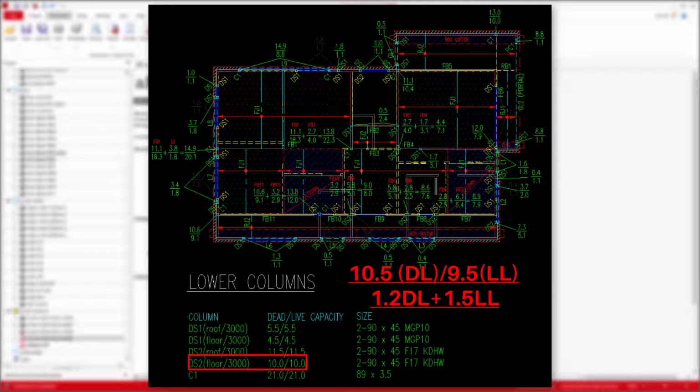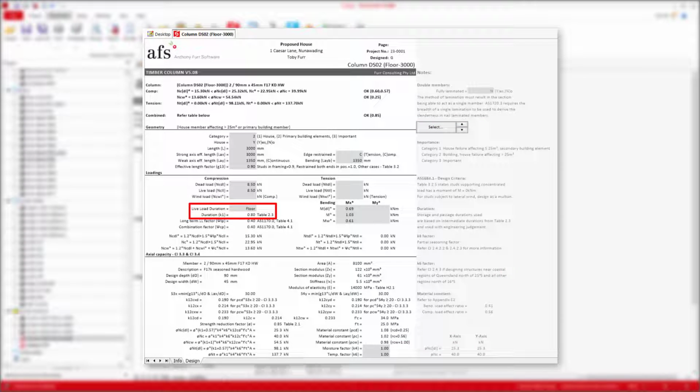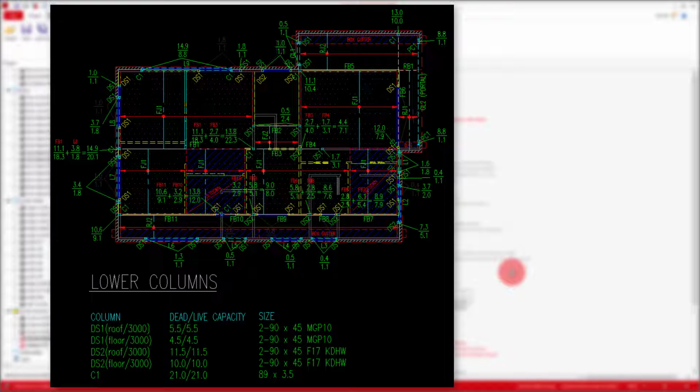However, something to remember with timber is that depending on your load duration, your capacity will change. For example, with the dead load only capacity, our K1 duration factor is 0.57, being much less than a floor duration K1 factor. So to be certain, you'll want to double check any column loads that don't conform with your design for maximum loads.